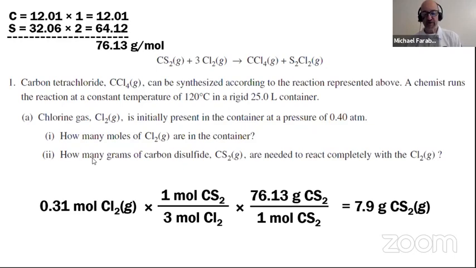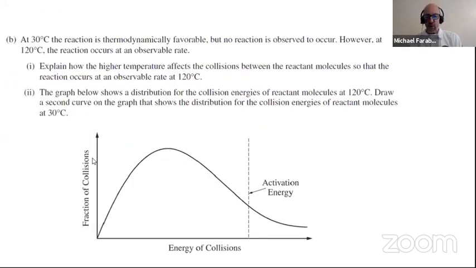All right, well, now on to a part of the problem that looks more relevant with respect to things like kinetics and reaction rates. So we are told that at 30 degrees Celsius, the reaction is favorable. In other words, it is supposed to occur. However, no reaction is observed. So it is favorable but not observed. And then at 120 degrees, the reaction occurs at an observable rate.